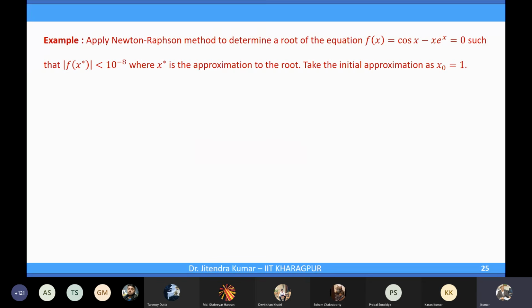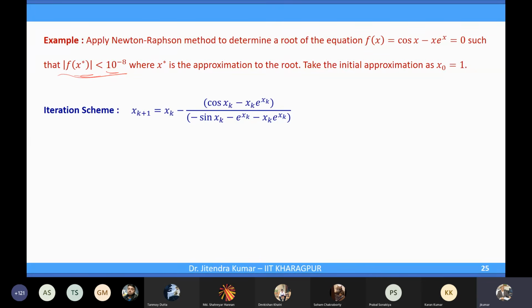Apply Newton-Raphson method to determine a root of this equation, cos x minus x e power x equal to 0, such that f of x star means this is the accuracy, right? The f(x) should be 0, but we are talking about f(x star) being less than 10 raised to power minus 8. And the initial guess, you start with 1. So everyone can follow this, of course.